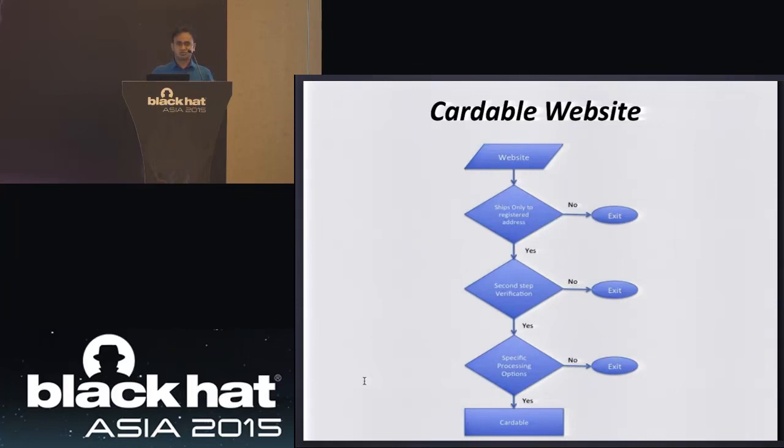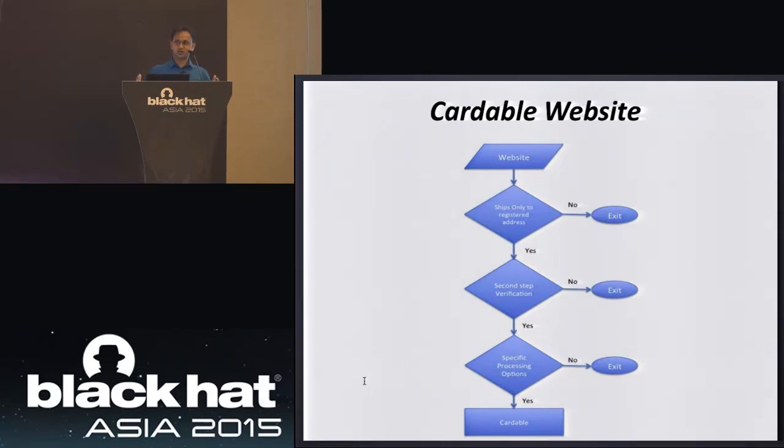With these steps, it's not that hard to find a cardable website. I would not like to name any particular shop, but it's not very difficult to actually find shops selling wines or maybe cigarettes or, let's say, second-hand items. They usually don't have that strong security checks. So it's not that difficult to find a cardable website.